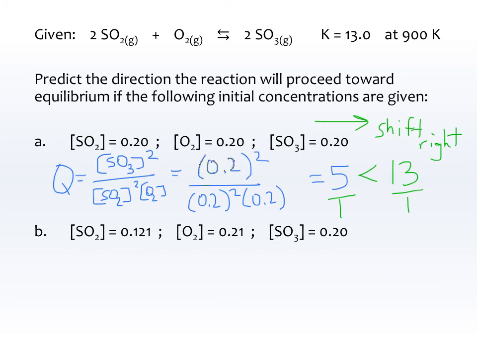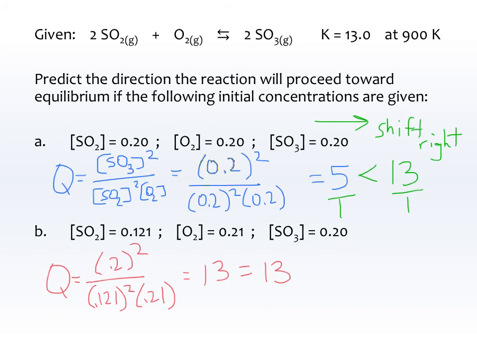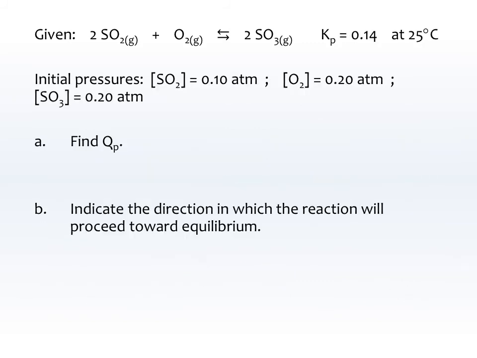Well, hopefully you did that. We've got the same Q expression as we had before, so I'm just going to jump straight into plugging in the numbers. 0.2 squared over 0.121 squared times 0.21. So I end up with 13. Hey, check that out. Q and K are the same thing. Since Q and K are the same thing, I don't have to shift in any direction to get to equilibrium. It's already at equilibrium. There's going to be no shift. Everything is copacetic.